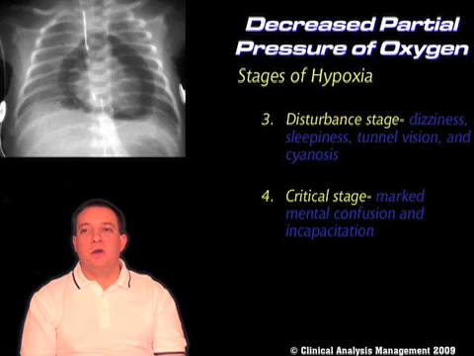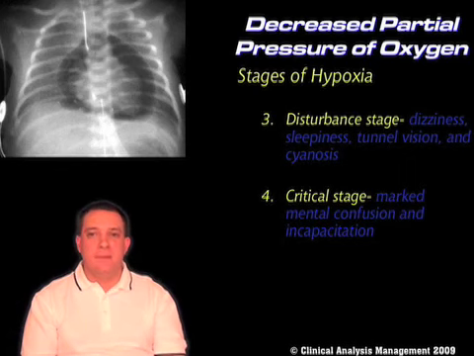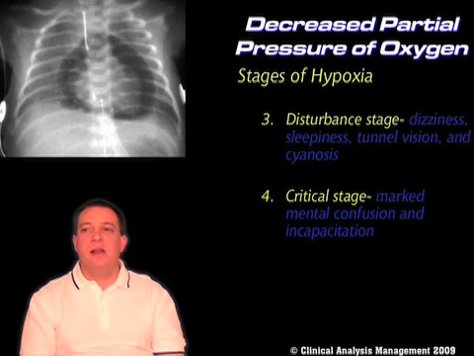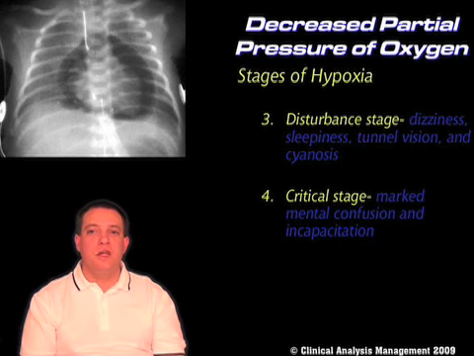Okay, as we move into the third stage of hypoxia, that's the disturbance phase. In the disturbance phase, what we see is the patient gets dizzy, they start to get sleepy, they get tunnel vision, and for the first time they may actually get cyanotic. And finally, the last stage is the critical stage. The critical stage is marked by mental confusion and incapacitation, and it will end in death if there's not some kind of outward intervention to reoxygenate the patient.